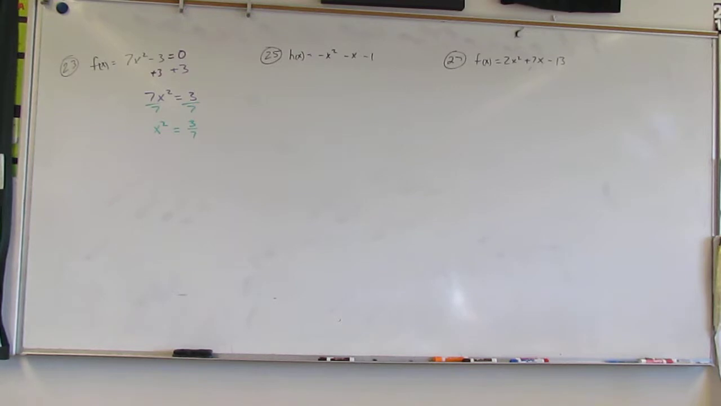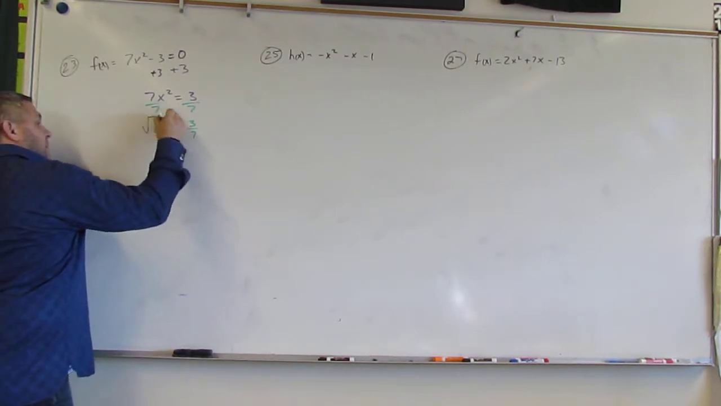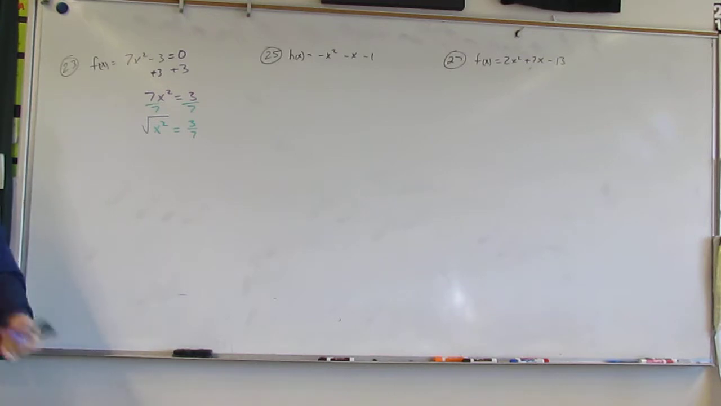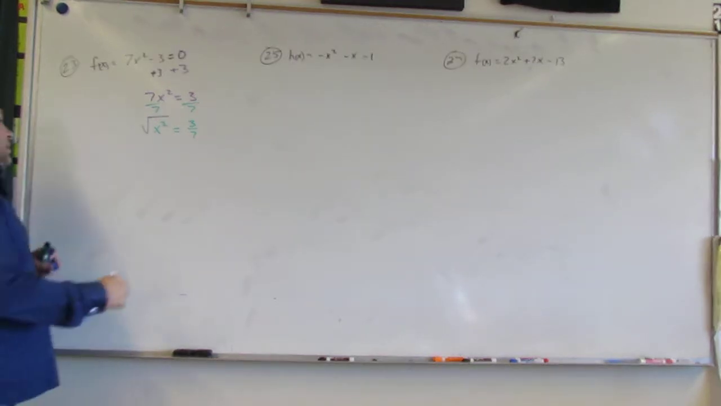How do I get rid of the square? Opposite, right? What's the opposite of square? What is the opposite of square? Square root. What I do to one side, I've got to do to the other.